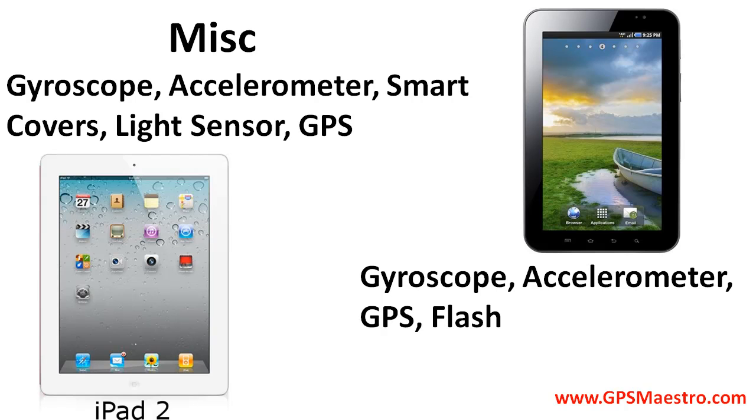A couple miscellaneous things here. You'll get a gyroscope, an accelerometer, smart covers, light sensors, GPS, and on the Tab you're going to get a little bit less. You will get the gyroscope though, which is a nice feature if you plan on playing any games with it, and an accelerometer, GPS, and you get the ability to run Adobe Flash, which is somewhat important for some video sites and using some websites, but not a super huge deal, but definitely something you probably want to be aware of. And one thing to keep in mind with the iPad 2 is that GPS only comes on the 3G versions, not the Wi-Fi only versions.